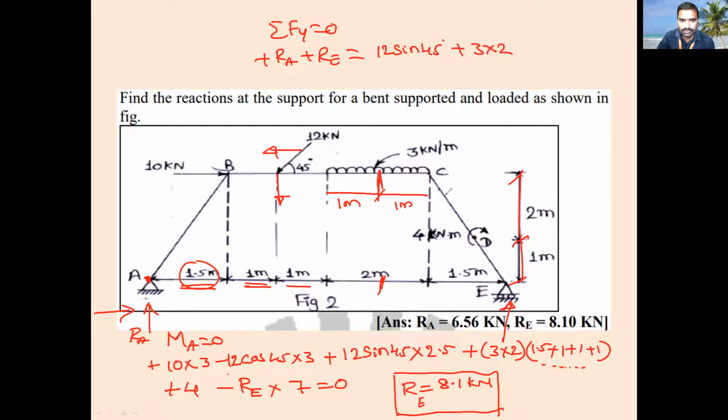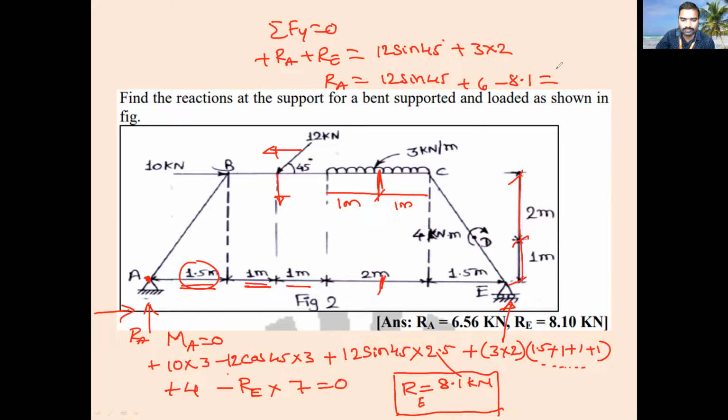Then is there any other force? No. So you know the value of RE, RE is equal to 8.1. So RA is equal to 12 sin 45 plus 3 into 2, that is 6, minus RE. RE value is 8.1. So calculate the RA value.